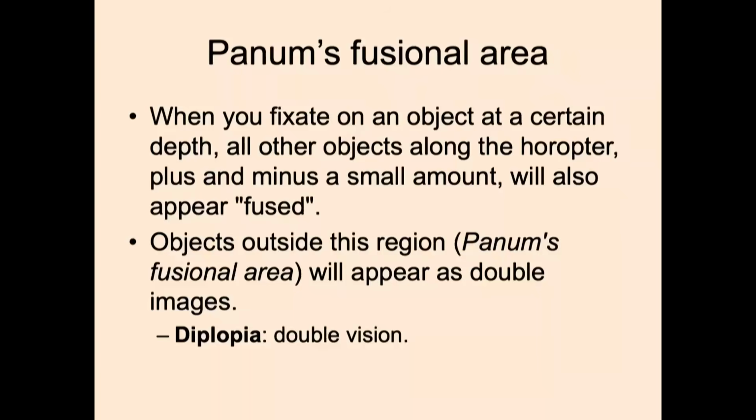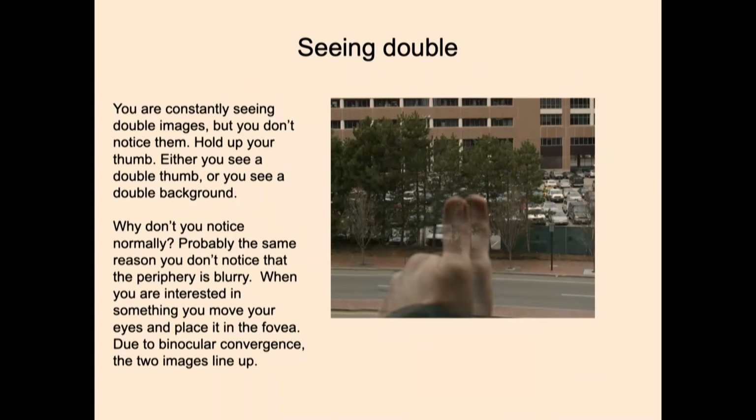You can check this out yourself. If you fixate one finger, and then you move the other finger sufficiently far away, you'll see two of it, right? If it's right next to the finger that you fixate, you see one thing, and then you start to see double. Okay. How many of you have noticed that before? Okay, a lot of you haven't. So it's this thing that you're always seeing. You're constantly seeing double images, right? Most of the time you don't notice them. You have to really pay attention to them.